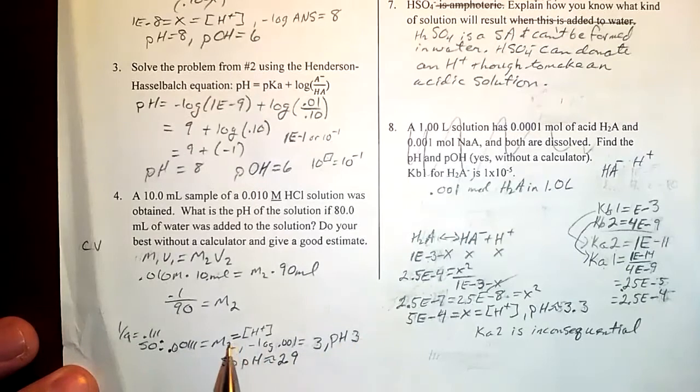However, the H plus molarity is a little bit bigger than that. It's a little more acid than that, isn't it? Which means the pH comes down a little bit past 3. And so a good guess without a calculator for the situation would be something like 2.9.